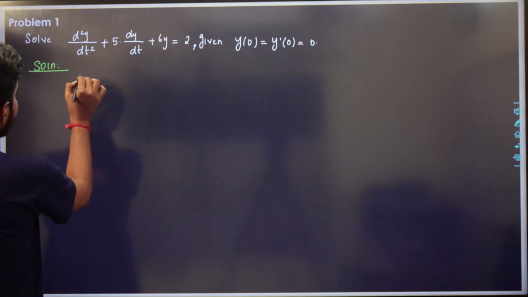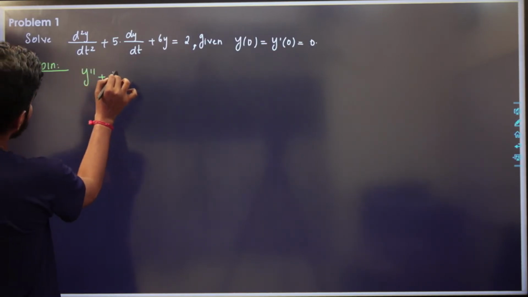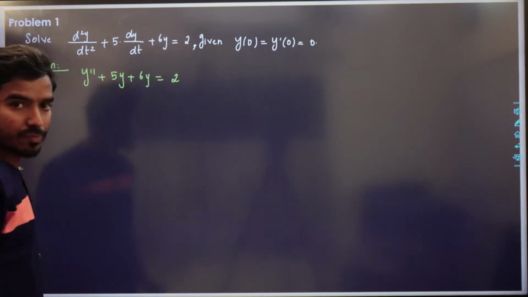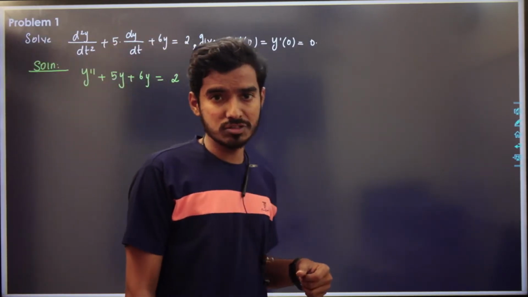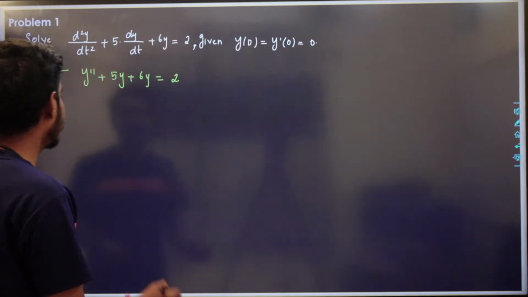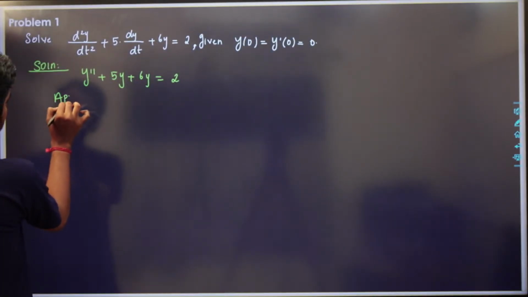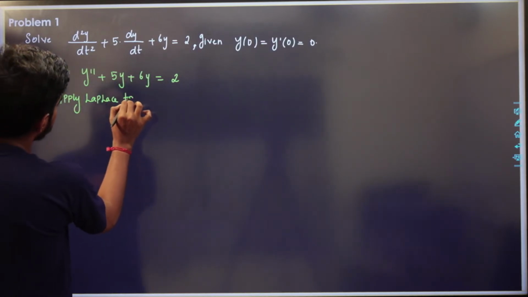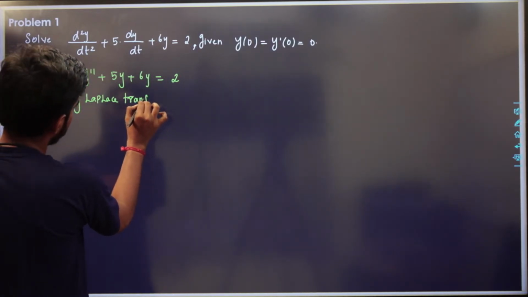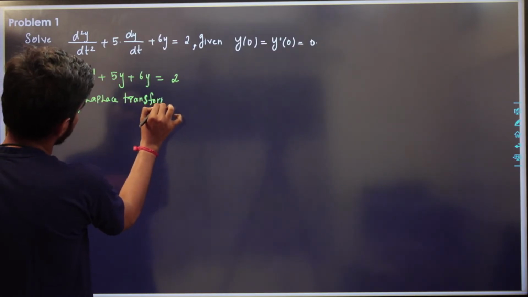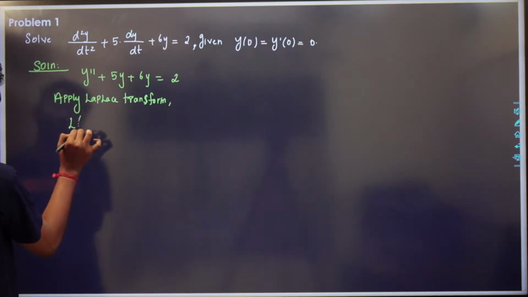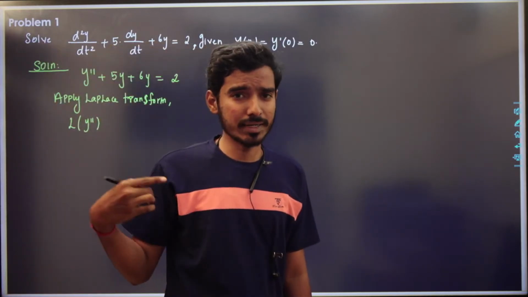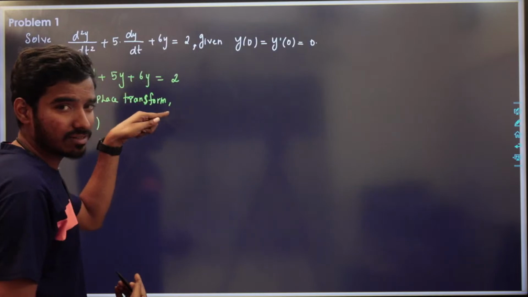So y double dash plus 5y dash plus 6y is equal to 2, right? Now you take Laplace transform on both sides. So apply Laplace transform on both sides. So this will be L of y double dash. Laplace transform satisfies the linearity property, so you can directly take the Laplace transform of each part, right?